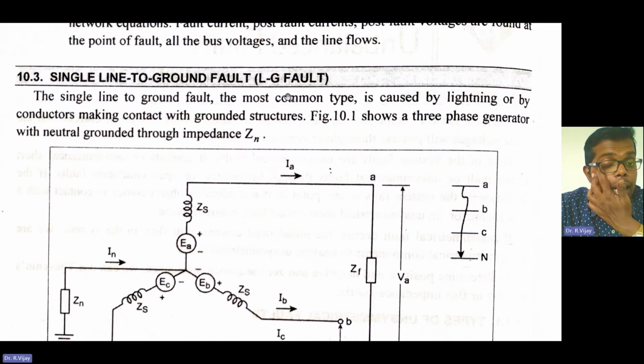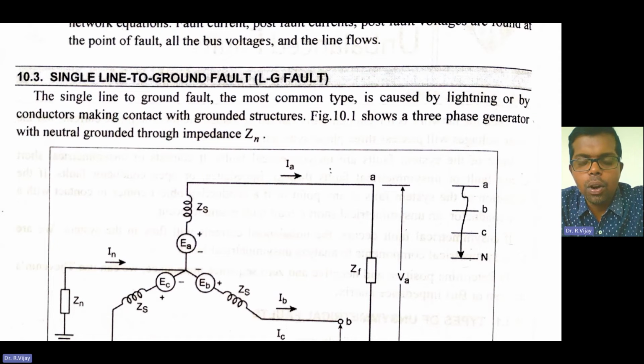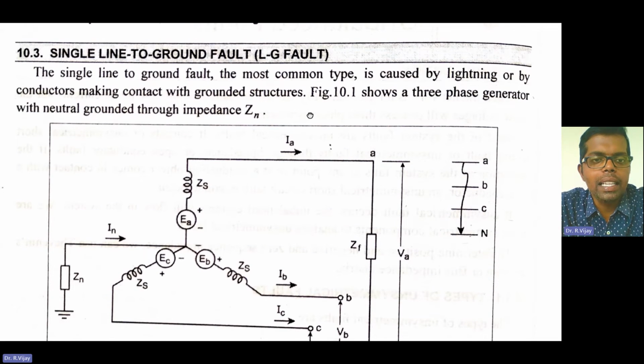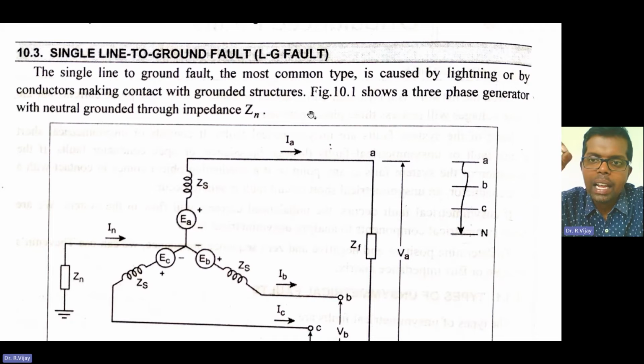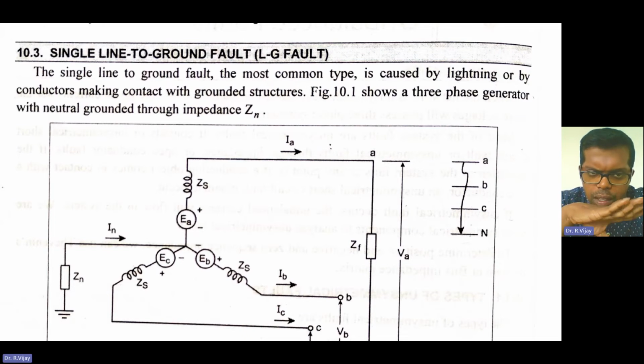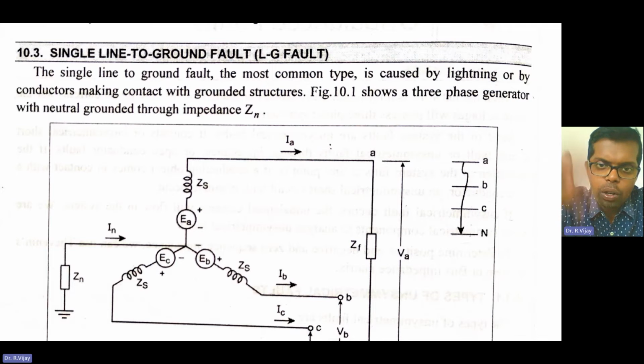Next, we are going to analyze the single line to ground fault. In the single line to ground fault, the most common fault that you all know is caused by lightning or by conductors making contact with the ground structure. Sometimes lightning happens on one particular line. Suddenly, say for example, that particular spike might go to some 10,000 volts, that is 10 kilovolts, at that particular instant of time.